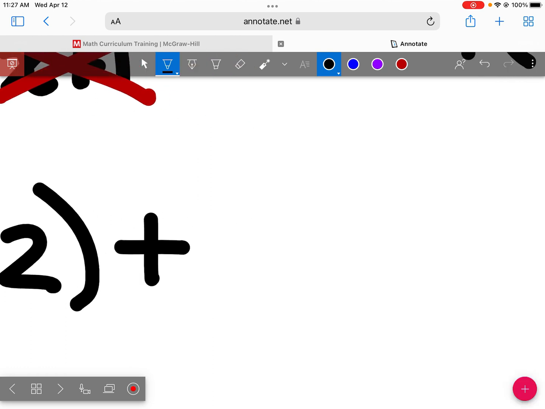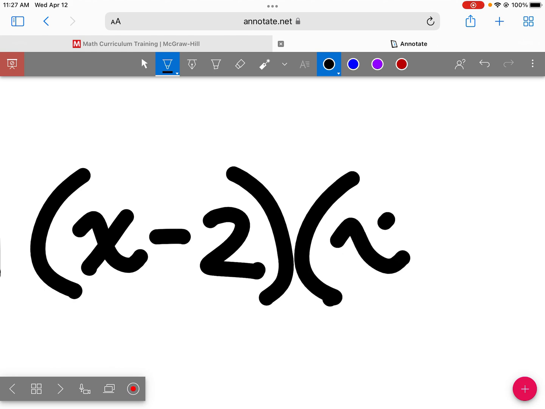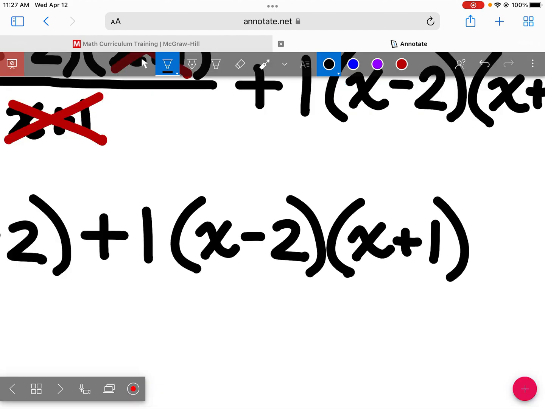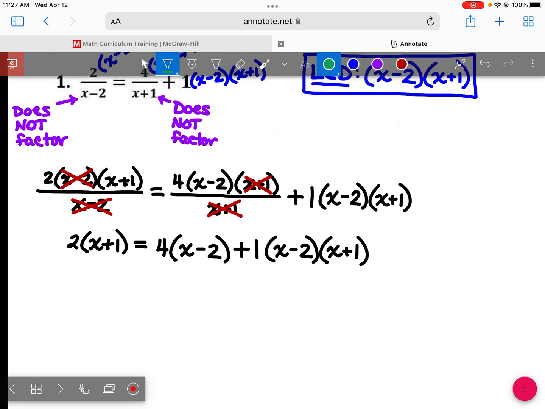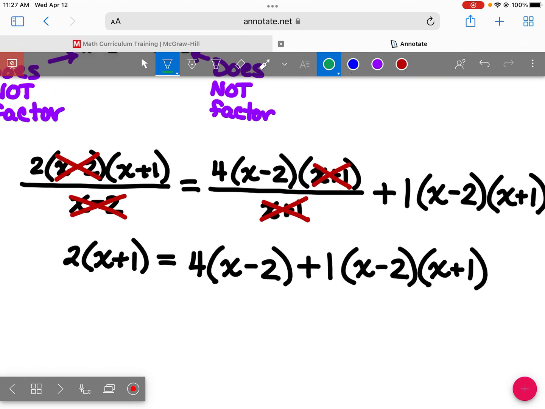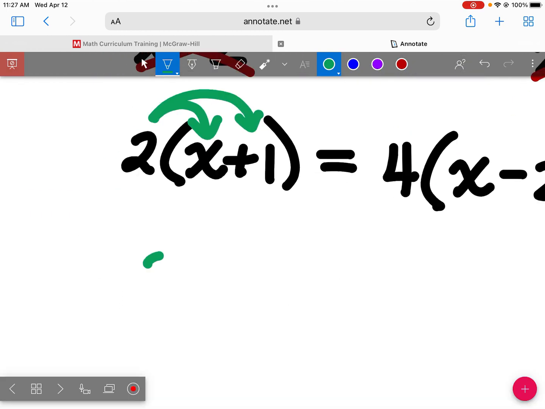Plus, is there anything to cancel here? Nope, because there's no denominator. 1 times x minus 2 times x plus 1. So we canceled, and then I said we need to do what after that? Distribute. We cancel and distribute, then we'll solve for x. Is there anything to distribute over here? What should I distribute? 2. 2 gets distributed. That would give me 2x plus 2.